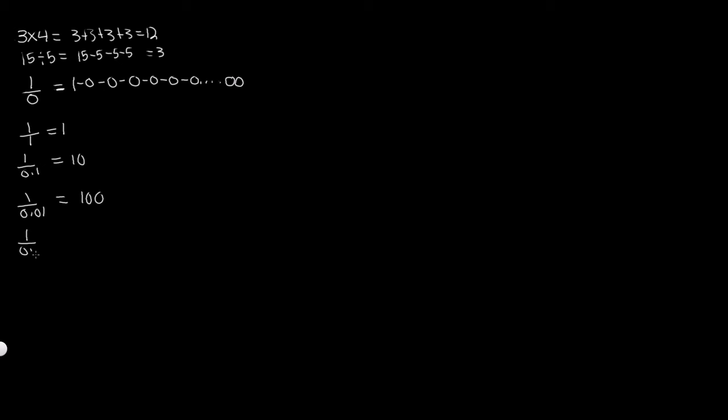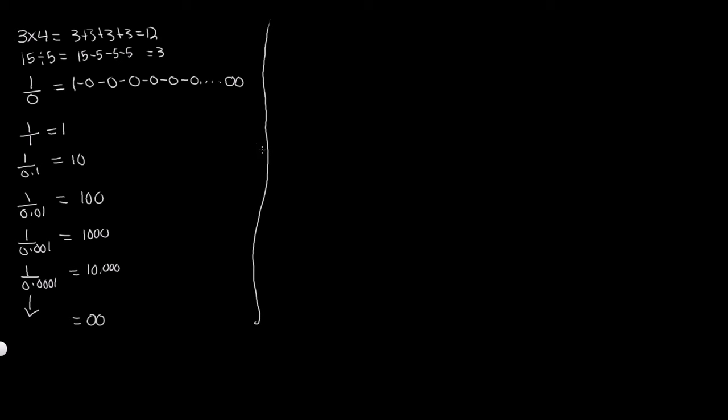1 divided by 0.001, that is equal to 1,000. 1 divided by 0.0001, that is equal to 10,000. As you can see, we could guess that if we continuously get closer and closer to 0 as we go down, the answer would likely be infinity as well. So it seems promising, but there's actually a problem here.